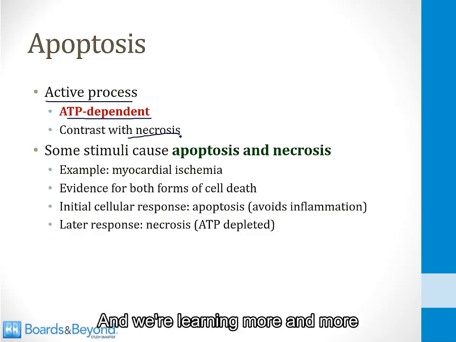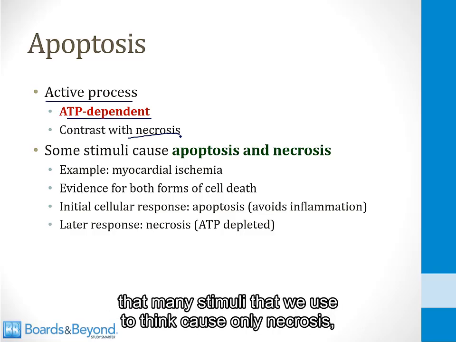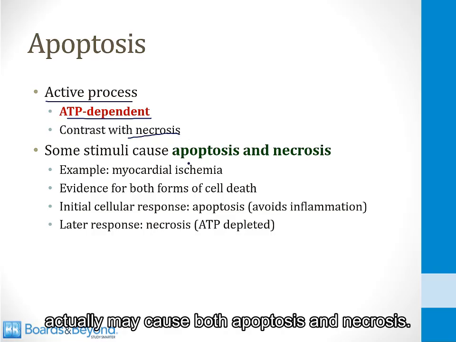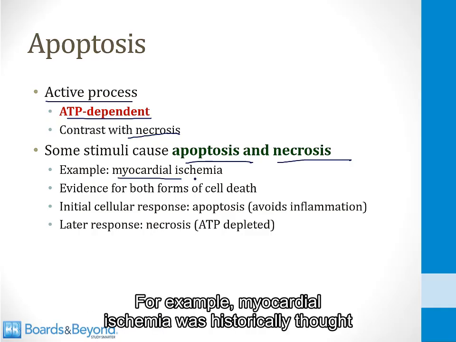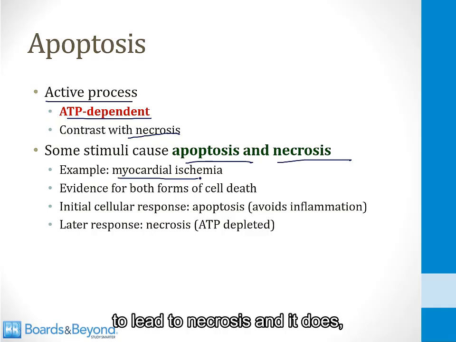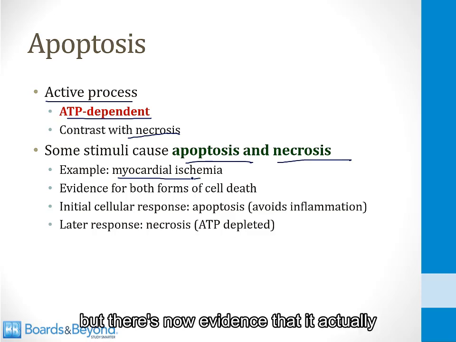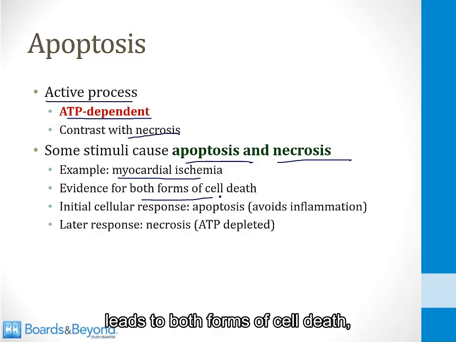And we're learning more and more that many stimuli that we used to think cause only necrosis actually may cause both apoptosis and necrosis. For example, myocardial ischemia was historically thought to lead to necrosis, and it does, but there's now evidence that it actually leads to both forms of cell death, apoptosis and necrosis.